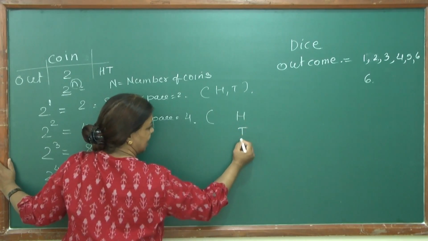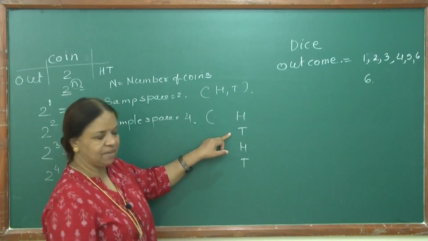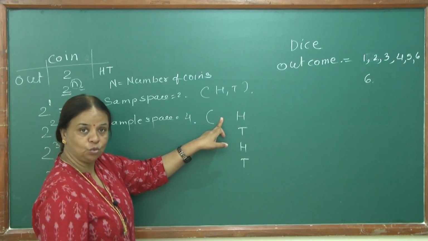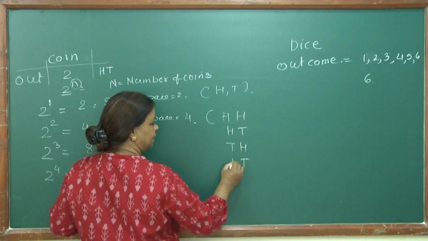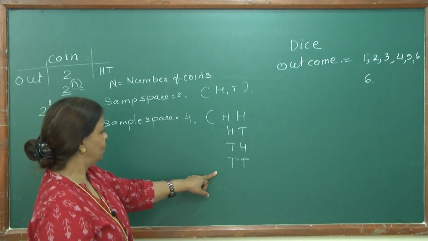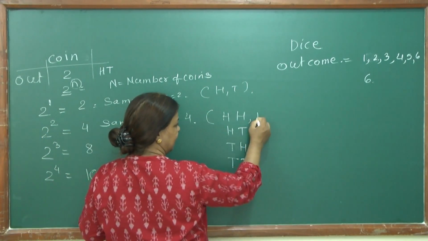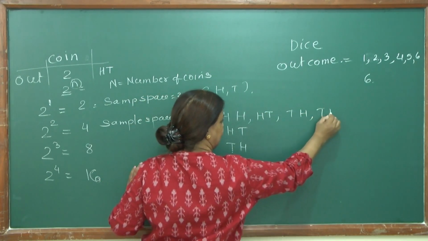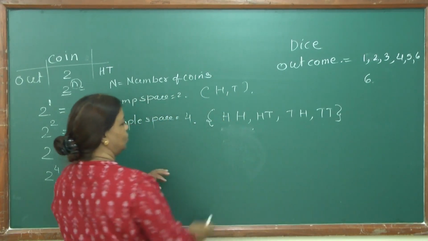Head, tail, head, tail. One time head, one time tail, one time head, one time tail. Now 1 2s are 2. So 2 times head, 2 times tail. So this will be your sample space, children. Okay. So you can write down in roster form: head head, head tail, tail head or tail tail, when 2 coins are tossed.